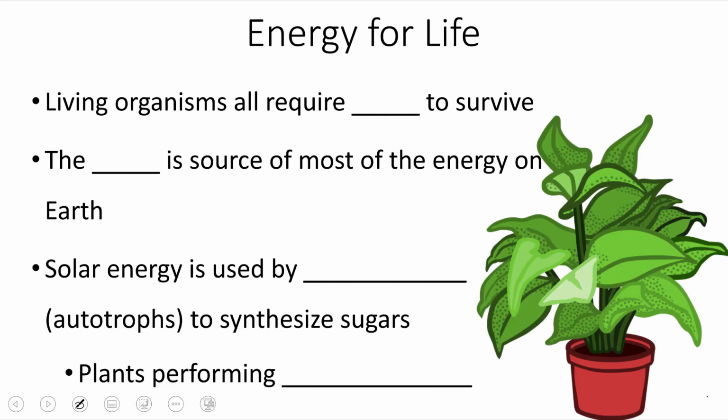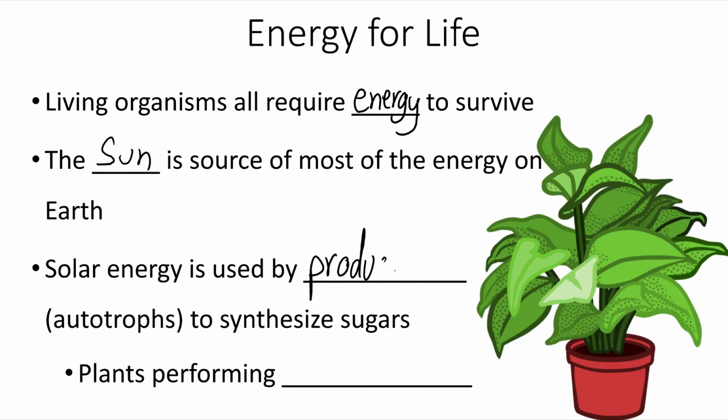Living organisms all require energy to survive, and the sun is the source of most of the energy on the Earth. Solar energy is used by producers or autotrophs to synthesize sugars. And the best example of this is plants performing photosynthesis.